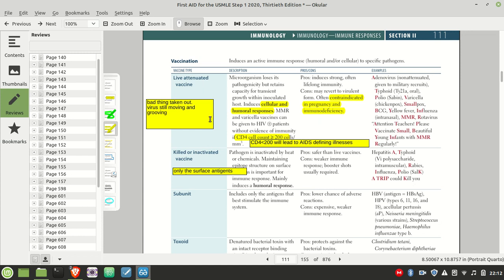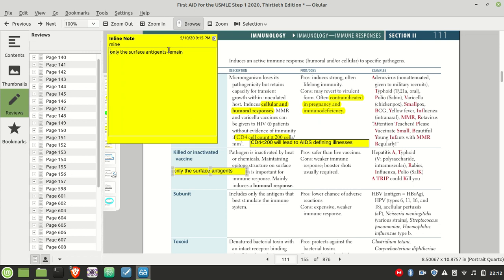So, killed or inactivated vaccines. Well, the thing here is that you don't have a living vaccine, obviously, because it's called killed. And unlike the live vaccine, where you can revert back through mutation to the virulent strain, here you're only reacting to the surface antigens. And I misspelled this. It's not antigens, it's antigens.